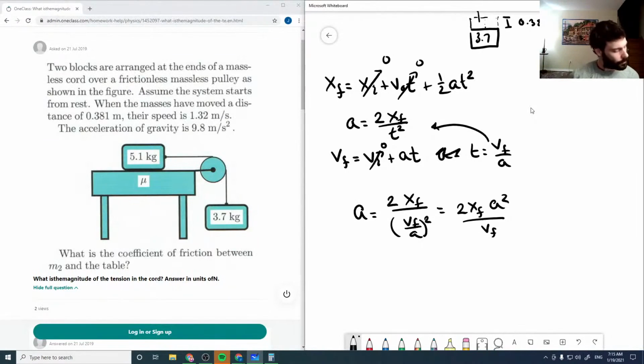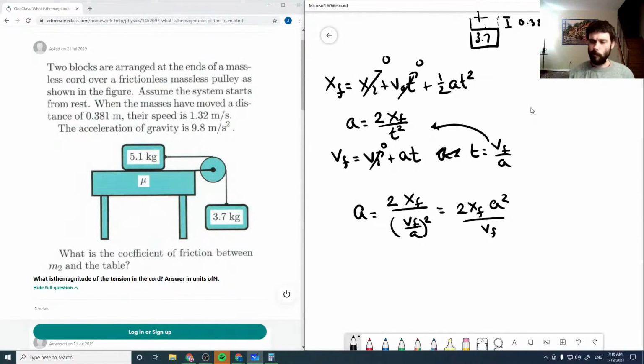Oh, I see. There's no point in doing it that way, I suppose. Okay, yeah, that's fine. 2xf A squared over Vf.